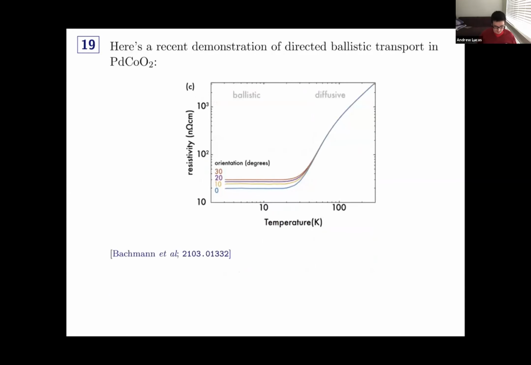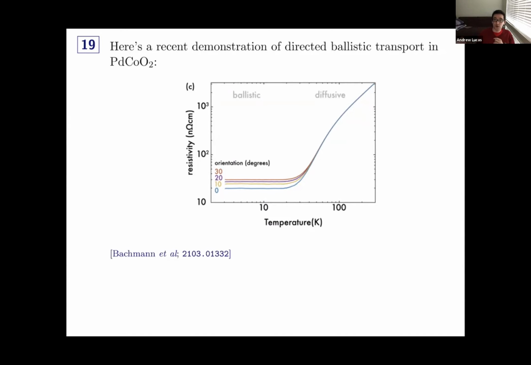The other quick thing is there was an experiment, I think, showing up last week that has seen this very directed ballistic transport that I was explaining a couple of minutes ago. So this is on a logarithmic scale. So the effect is like factors of 2 or 3.